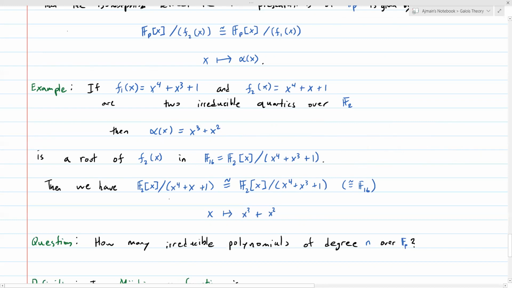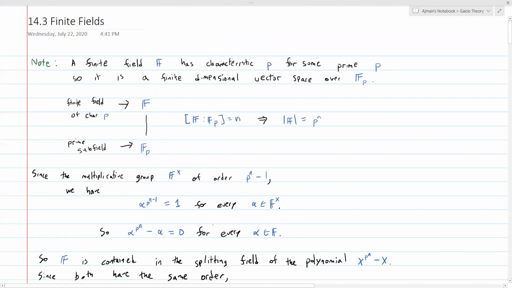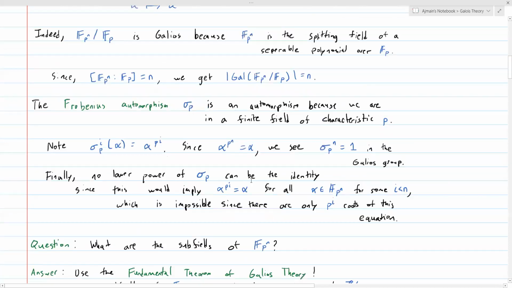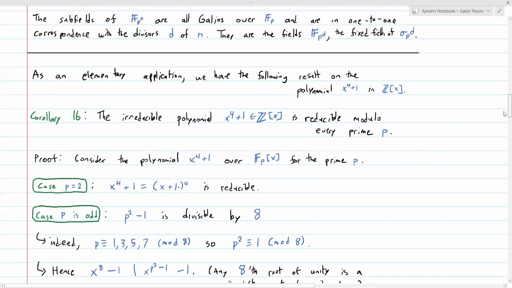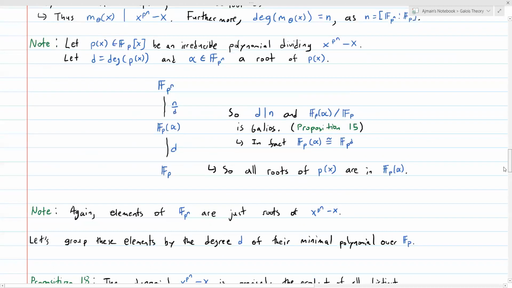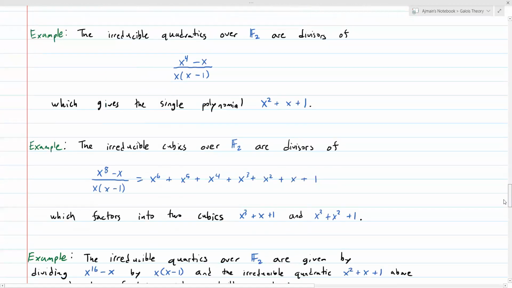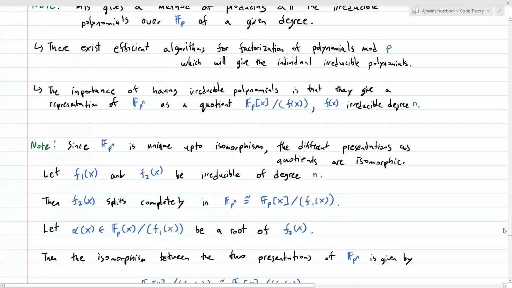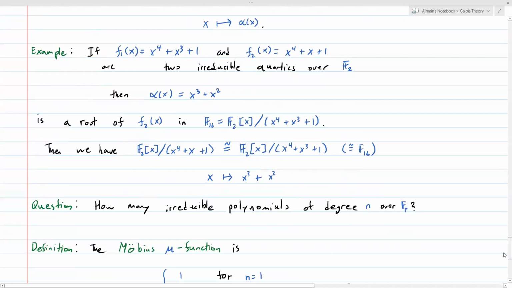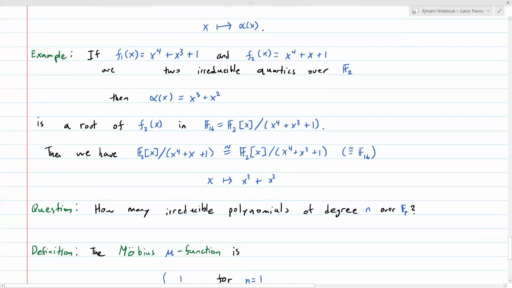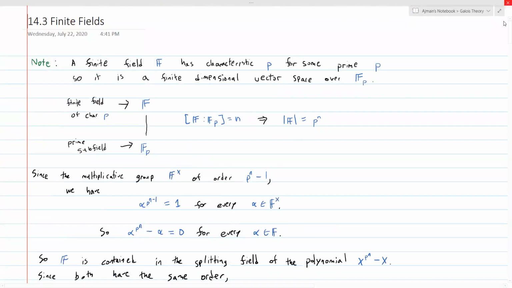So we have this isomorphism between this presentation and this presentation by taking the polynomial x to x cubed plus x squared. Oh, why does that keep happening?